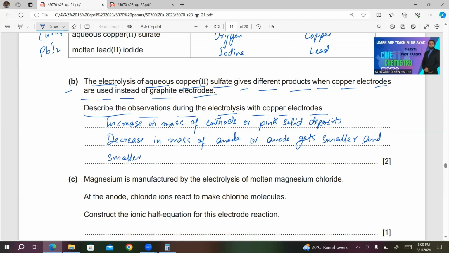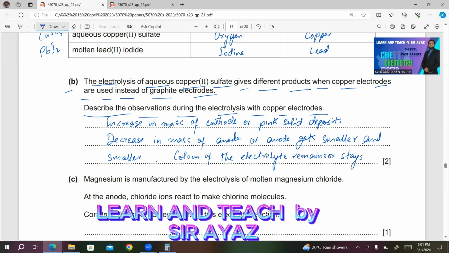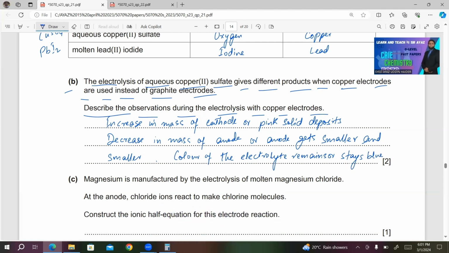You can even write color of the electrolyte remains or stays blue.